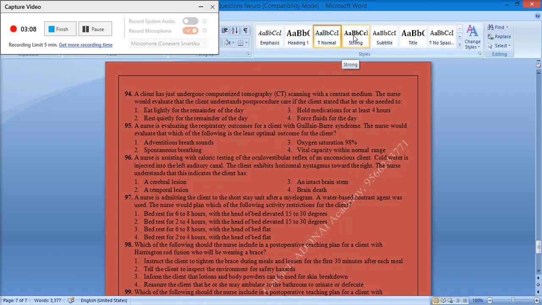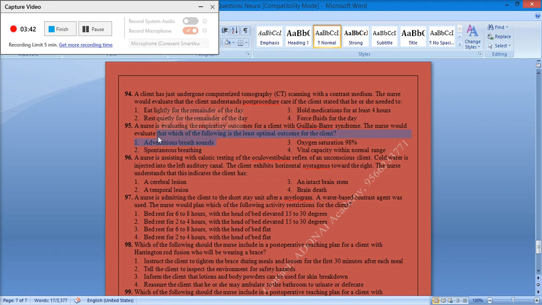95. A nurse is evaluating respiratory outcomes for a client with Guillain-Barré syndrome. The nurse would evaluate that which of the following is the least optimal outcome for the client? 1. Adventitious breath sounds. 2. Spontaneous breathing. 3. Oxygen saturation 98%. 4. Vital capacity within normal range. The correct answer is 1. Adventitious breath sounds.